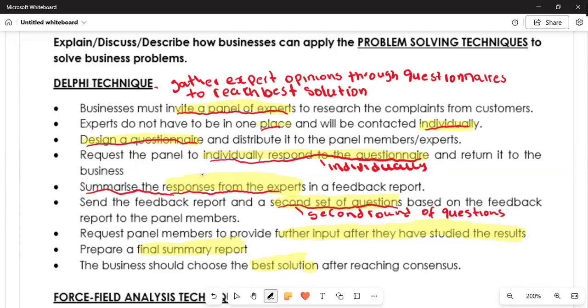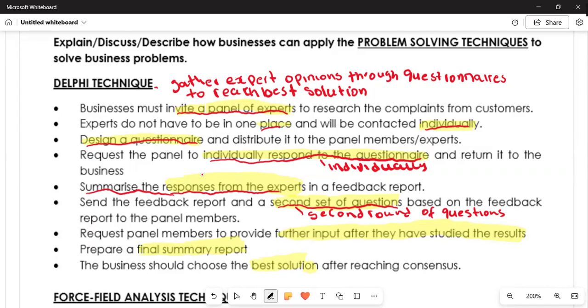Final summary report. So this is whereby now we can say the experts agree that using GPS tracking and optimizing delivery routes is the best solution. That is a final summary report.